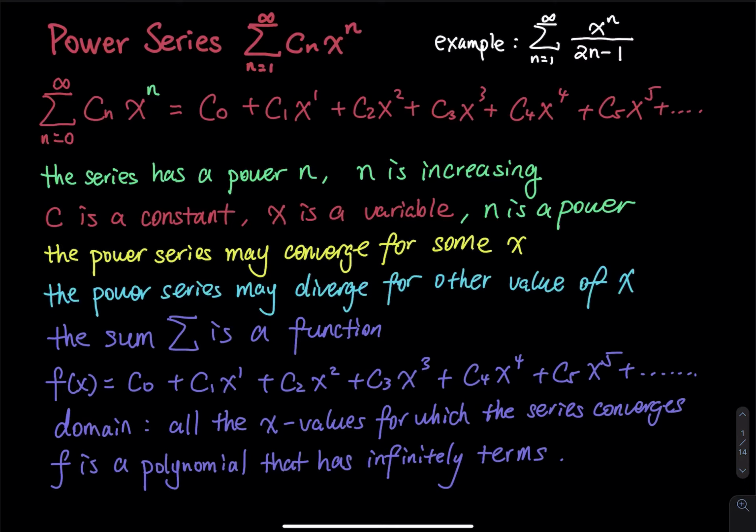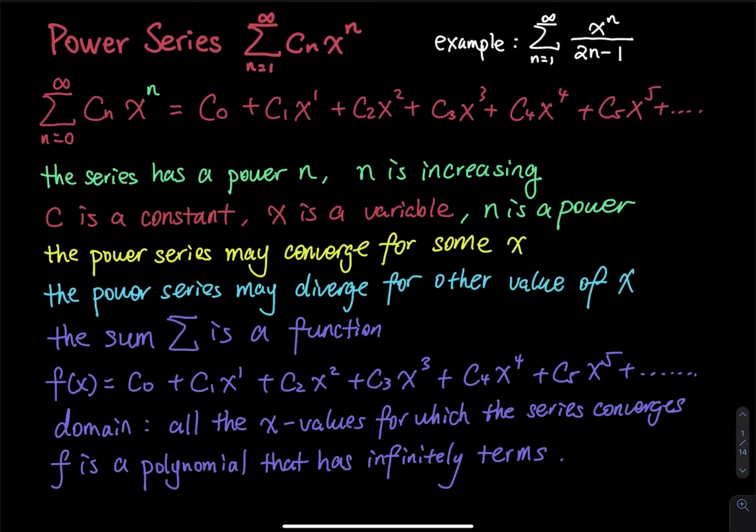The characteristic of a power series is that you have x raised to the nth power. Comparing the power series to all the series we learned prior to this lesson, in a power series there is an x in it. So other than n, we also have an x in the power series. I have an example for you.